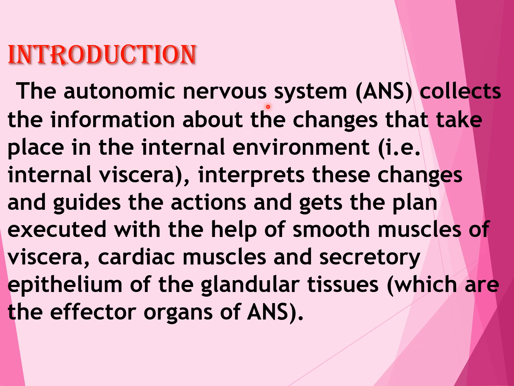The autonomic nervous system collects the information about the changes that take place in the internal environment, meaning internal viscera, and interprets these changes and guides the action and gets the plan executed with the help of the smooth muscles of viscera, cardiac muscle, and secretory epithelium of the glandular tissue, which are the effector organs of the autonomic nervous system.